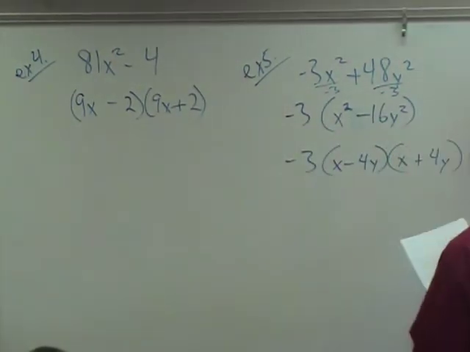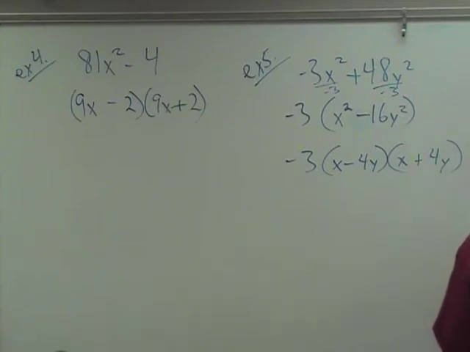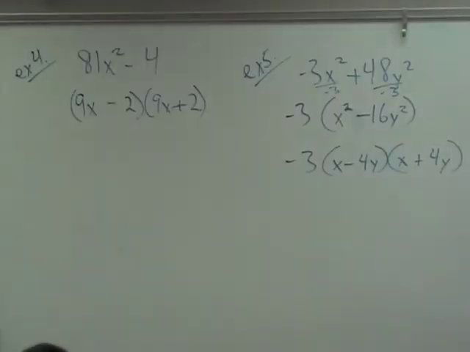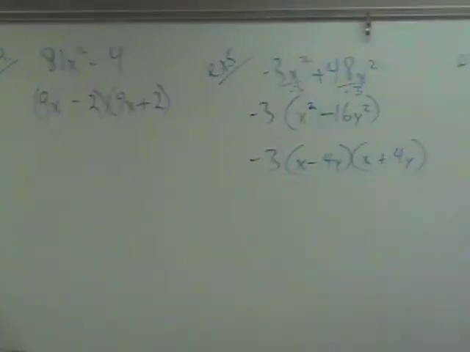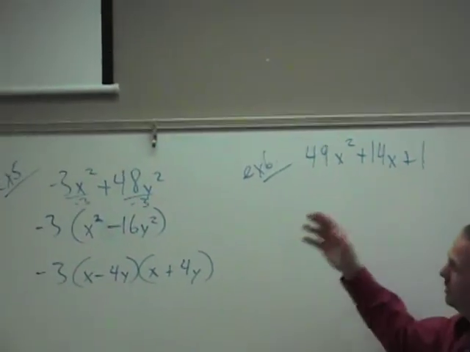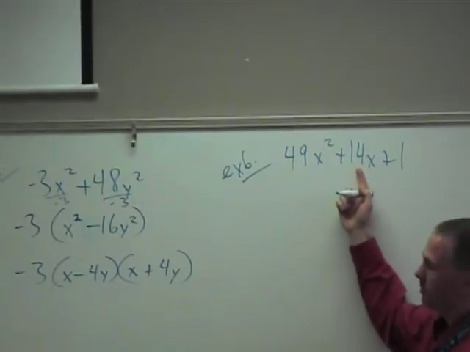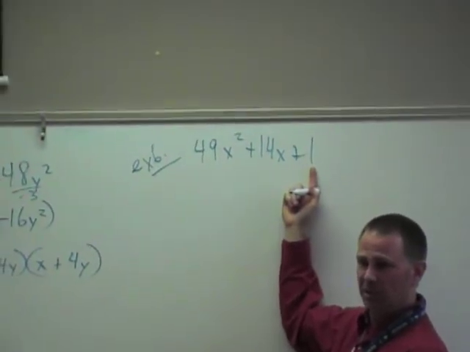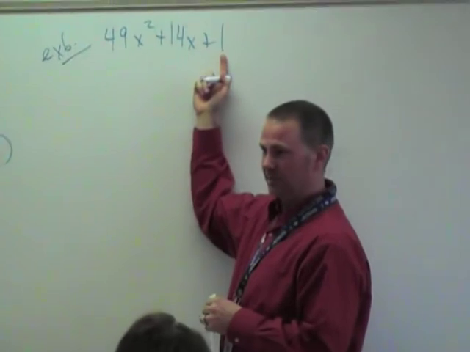Okay, let's go with example 6. 49x squared plus 14x plus 1. So it's a trinomial. What are all your signs? Everybody try to figure that out. Okay, so since this is a special case section, this is going to match the second example over there: a squared plus 2ab plus b squared. Is that a perfect square? Yes, sure. 1 is a perfect square. 1 times 1 is 1. So the square root of 1 is 1, and 1 squared is still 1.